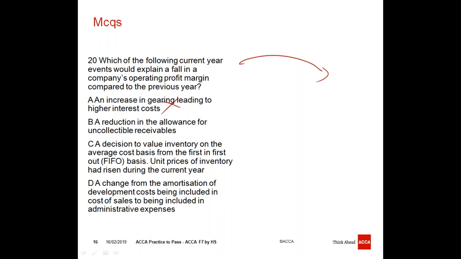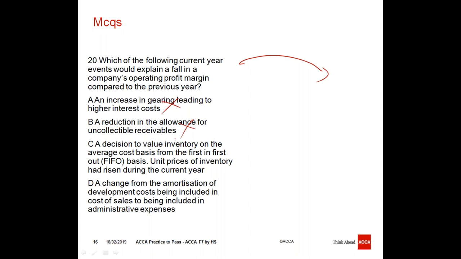B: Reduction in the allowance for uncollected receivables. So whenever we do the reduction in the allowance, the accounting entry will be allowance debit and income credit. It means the profit should increase rather than decrease.